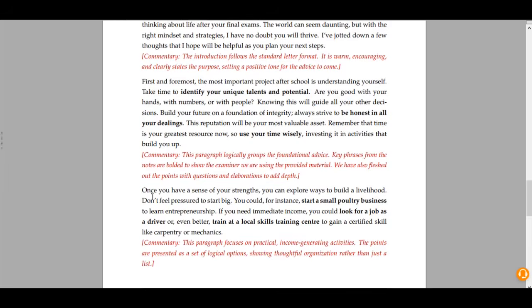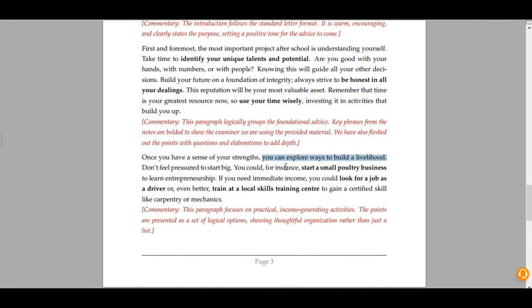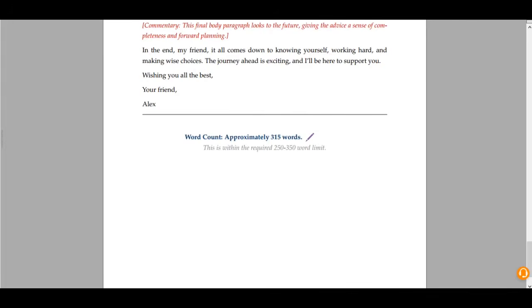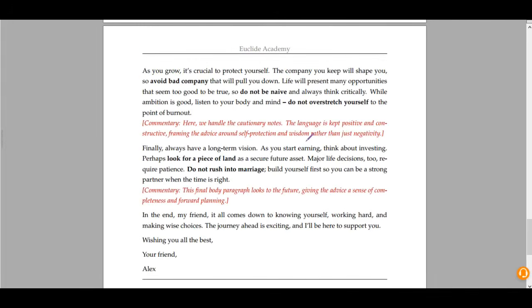For example, here: "Once you have a sense of your strengths, you can explore ways to build a livelihood." Explore ways to build a livelihood. This is the objective or the main heading of this paragraph. Then what follows are subsequent ideas which support this main idea. "So don't feel pressure to start big. You could, for instance, start a small poultry project." So that's pretty much it.